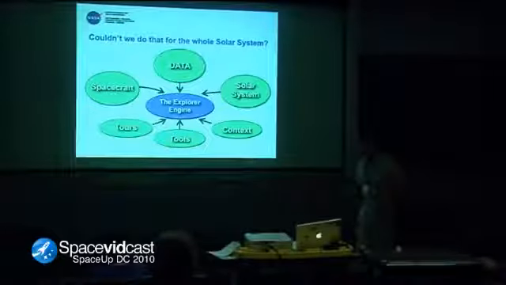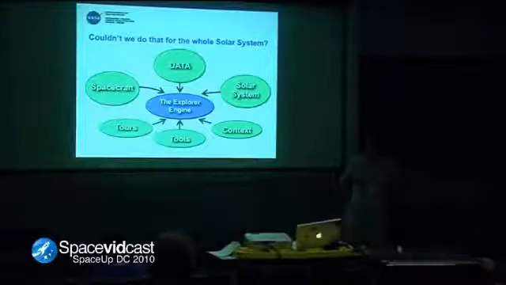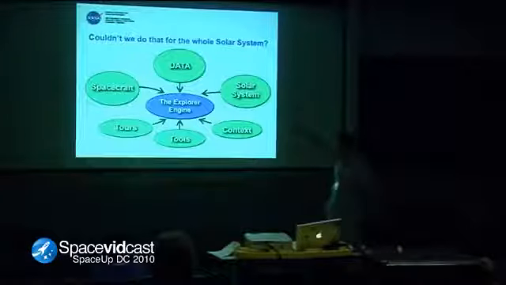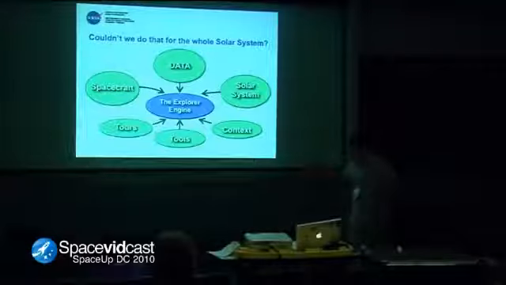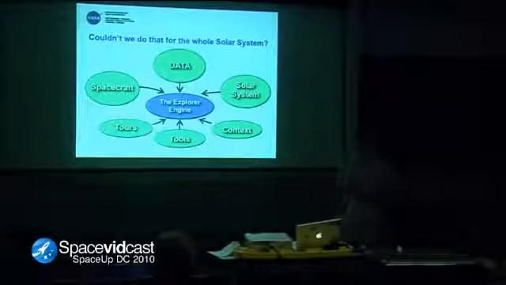But can we do that for the whole solar system? And the answer is probably yes. We know where the spacecraft are. We know what data they've taken. We know where all the planets are. If we tie it all together with some contextualized content, some tours, and some tools, we come up with what we've called the Explorer engine. And it looks a little bit like this.